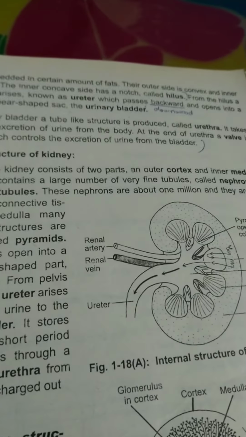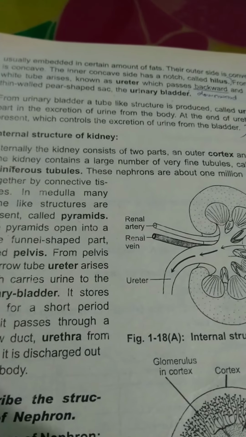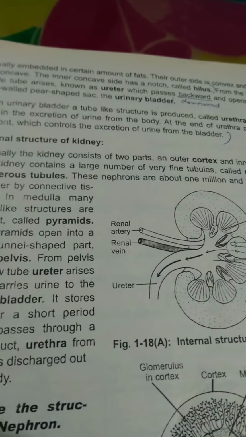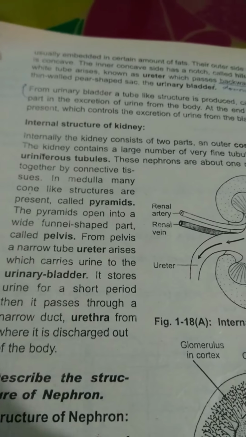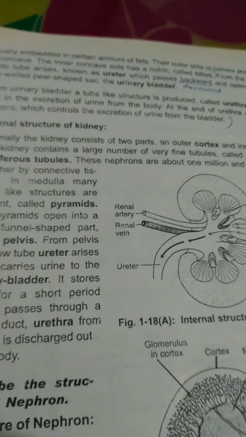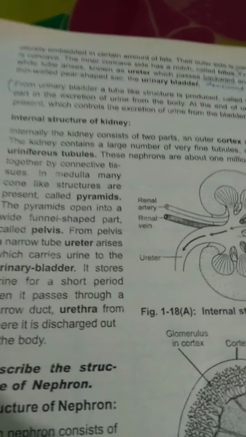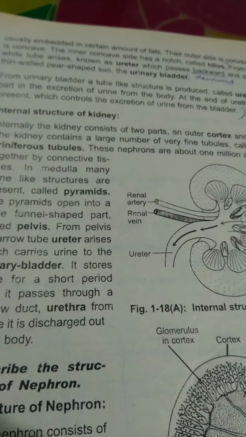The inner concave side has a notch called hilus. From the hilus, a white tube arises known as ureter, which passes backward and opens into a thin-walled pear-shaped sac called urinary bladder. From the urinary bladder, a tube-like structure is produced called urethra, that takes part in the excretion of urine from the body.